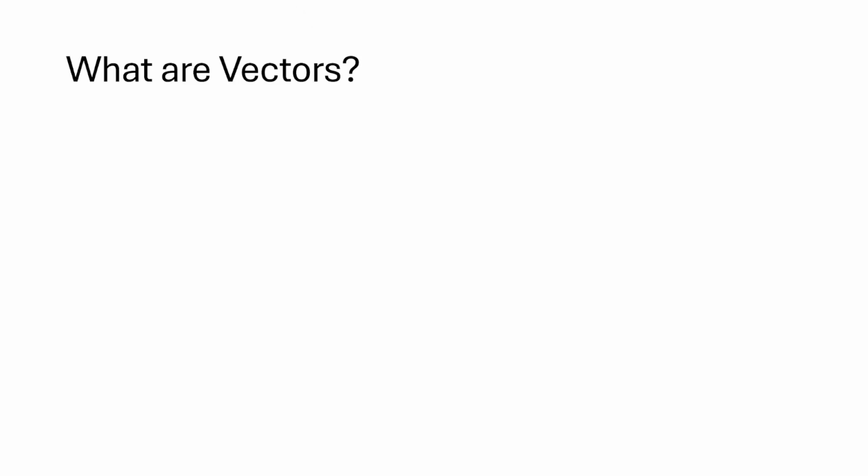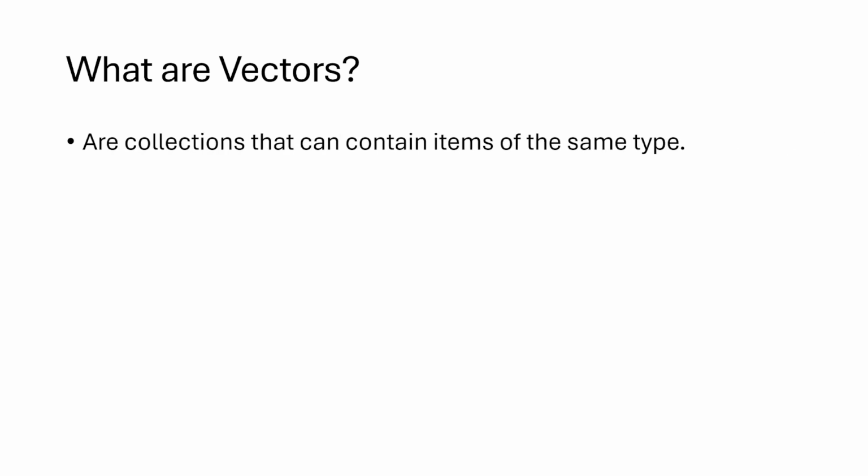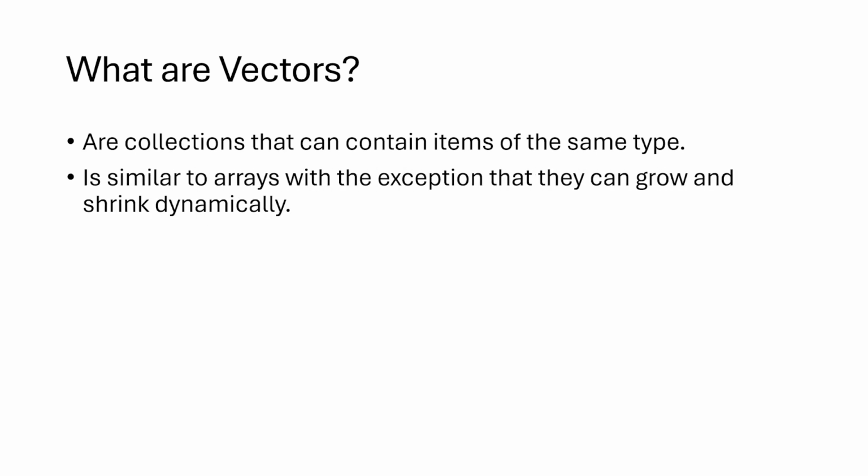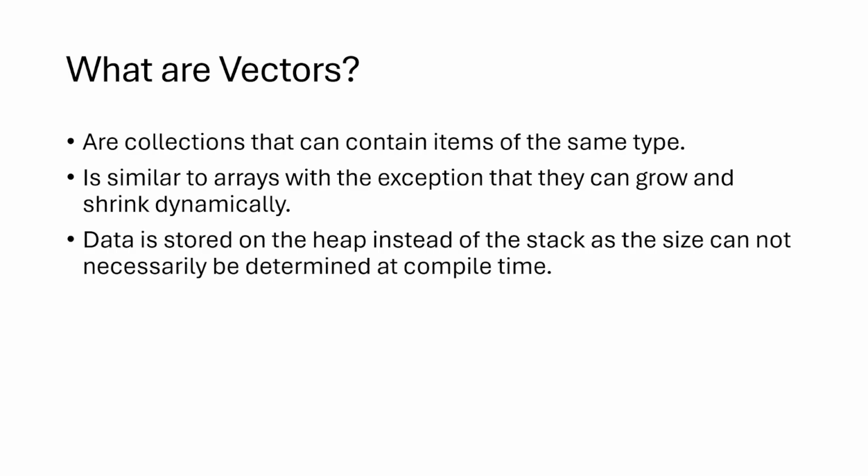So what are vectors? Well, a vector is essentially a collection that can contain items of the same type. So think very similar to arrays, but there's an exception, and that is that a vector can grow and shrink dynamically at runtime based on whatever data you want to store at runtime. So because of that, the data is going to be stored on the heap, right? It's not going to be stored on the stack because we can not necessarily determine at compile time exactly what the size of a vector is going to be.